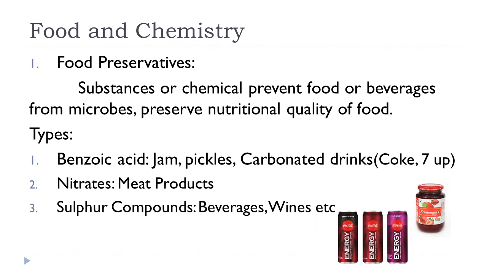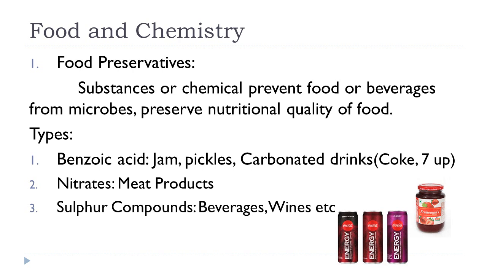Next one, food and chemistry. Chemistry plays an important role in food preservatives and food processing. First one, we are going to learn about food preservatives. Food preservatives are substances or chemicals added to the food to prevent the decomposition by bacteria or microbes and reduce the risk of foodborne infections and preserve the nutritional quality of food.